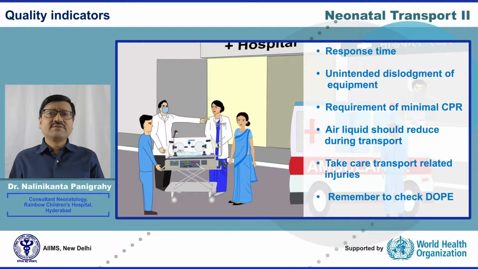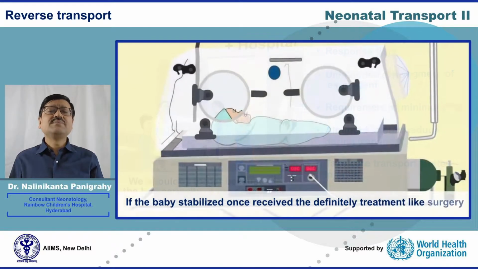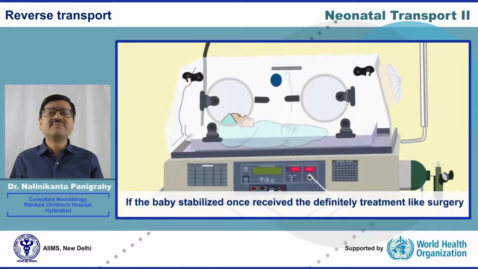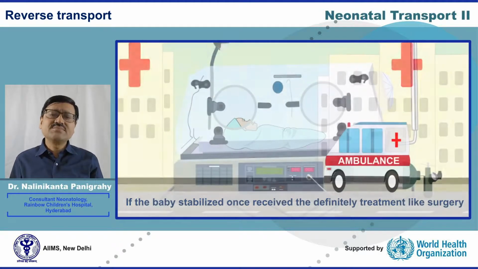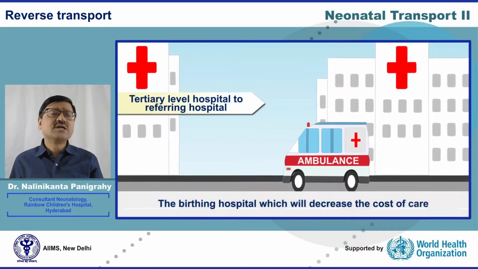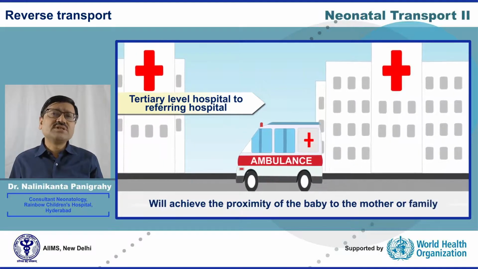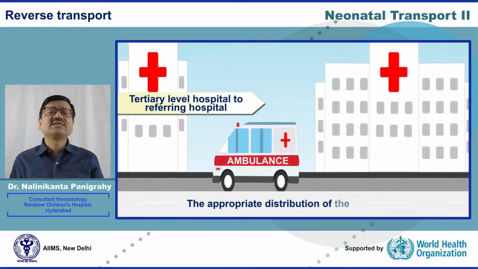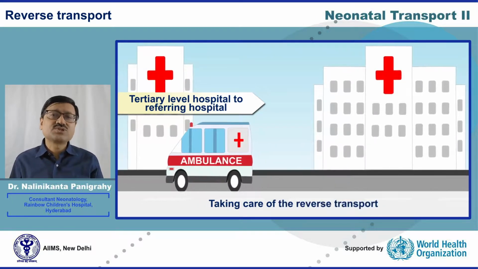And after the transport is over, once the baby is stabilized, we should not forget that the bed capacity of tertiary level care facilities is limited. Once the baby is stabilized and has received the definitive treatment like surgery or PDA ligation at the tertiary level hospital, we should send the baby back to the referring hospital or the birthing hospital, which will decrease the cost of care. It will achieve proximity of the baby to the mother and family, and sometimes appropriate distribution of resources can happen if we take care of the reverse transport.